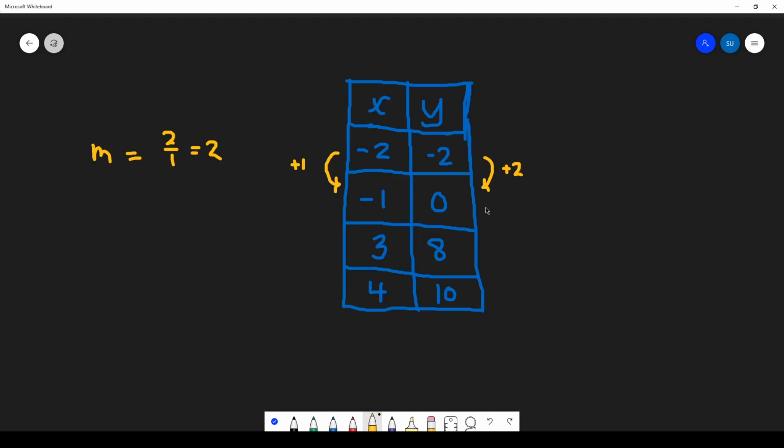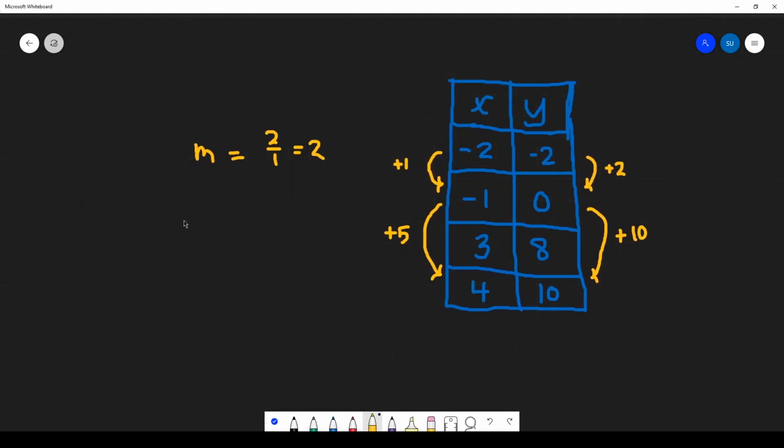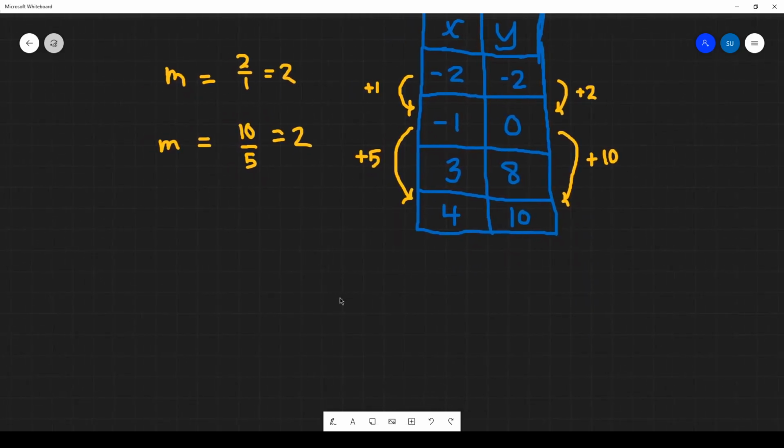So if you look at the differences between these, we see that 0 to 10, that's a plus 10 difference, and then negative 1 to 4 is a plus 5 difference, right? And if you were to do the same thing and do m equals change in y over change in x, which in this case is 10 over 5, you would see that the slope would still equal 2. So this slope will stay constant throughout the entire graph's lifespan, however infinite that may be.